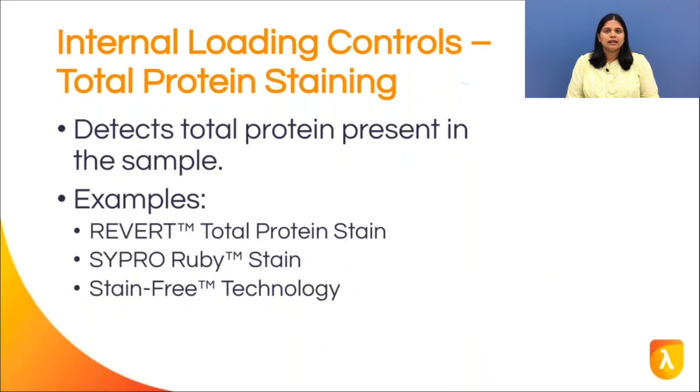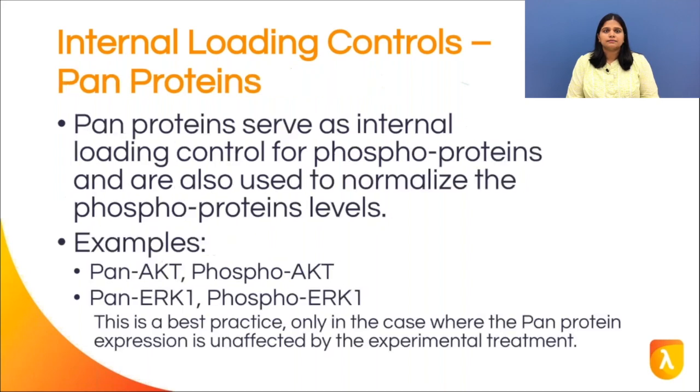Total protein staining detects total protein present in the sample. Examples include REVERT total protein stain, SYPRO Ruby stain, and stain-free technology.